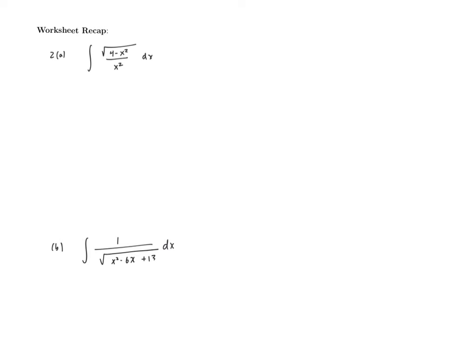Because of that 4 minus x squared, we're going to use the substitution x equals 2 sine theta, which forces dx to be 2 cosine theta. So rewriting everything now in terms of theta. Underneath the square root, we have 4 minus 4 sine squared of theta. The x squared in the denominator is 4 sine squared of theta. And dx is 2 cosine of theta.